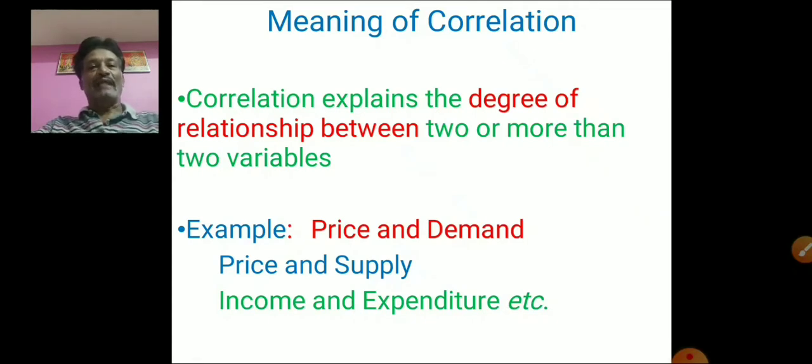When you take price and supply, they are positively related with each other. That means when price increases, supply also increases and vice versa. And if you take income and expenditure, here also there is a positive correlation. That means whenever our income increases, our expenditure also increases and vice versa. So this is about the meaning of correlation. Dear students and friends, you can remember and recall the meaning of correlation.